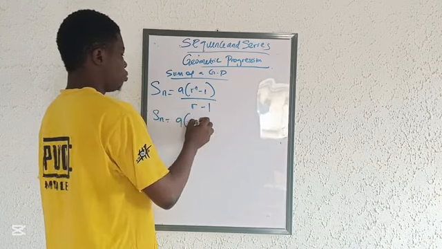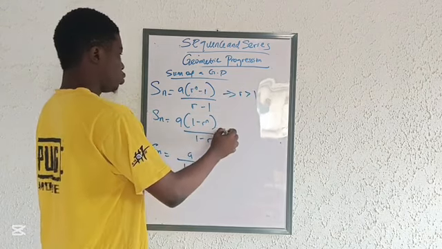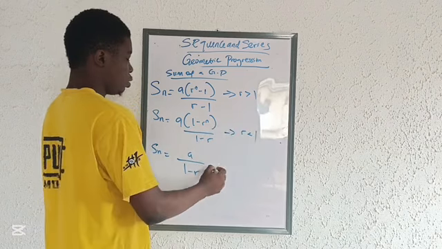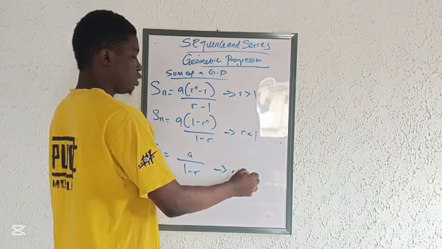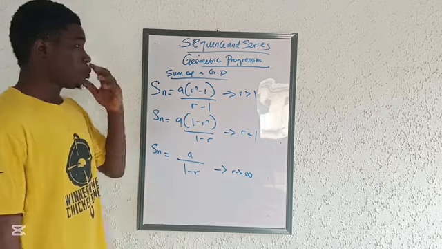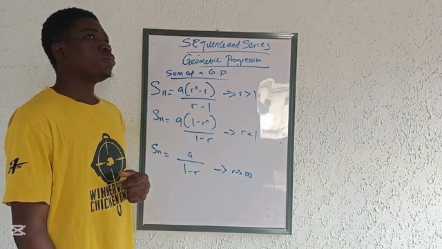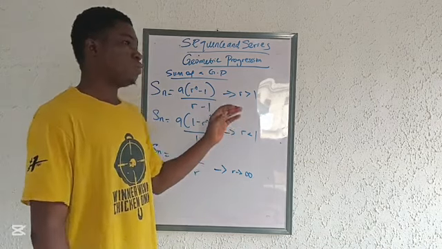Now, you use the first one when r is greater than 1. You use the second one when r is less than 1. And you use the third one when r tends towards what? Infinity. They will give you the question with r tending towards infinity. For you to understand better, I will explain this in fractions.